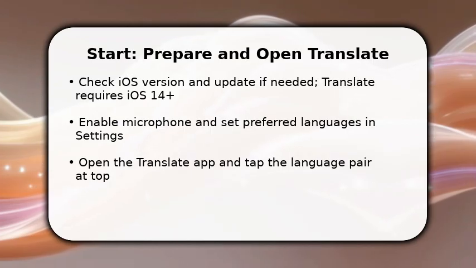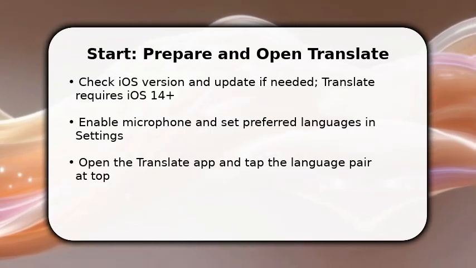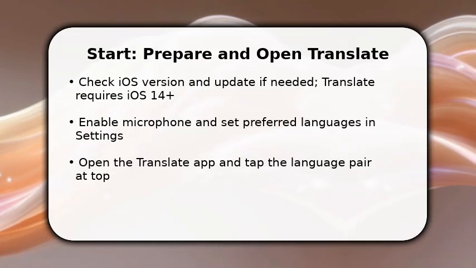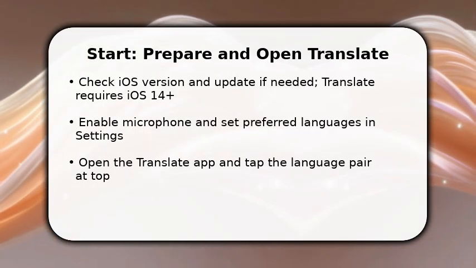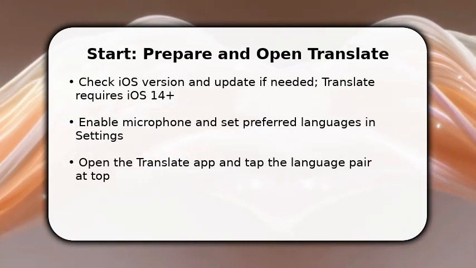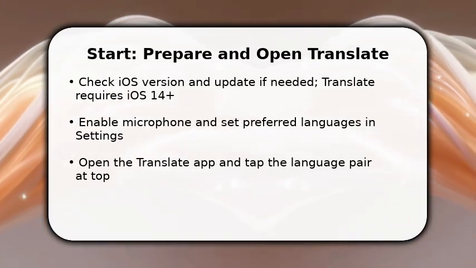Now open the Translate app and tap the language pair at the top to set the direction. You're starting the actual translation flow immediately. Use Wi-Fi for better accuracy or enable on-device mode for privacy. This gets you ready to speak or type right away.